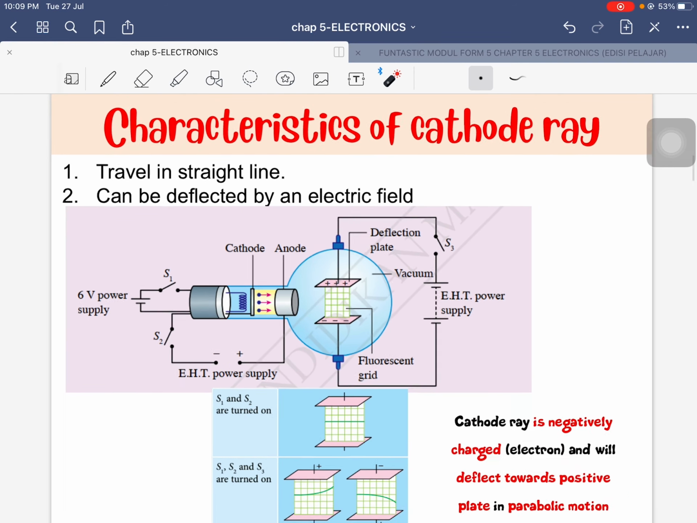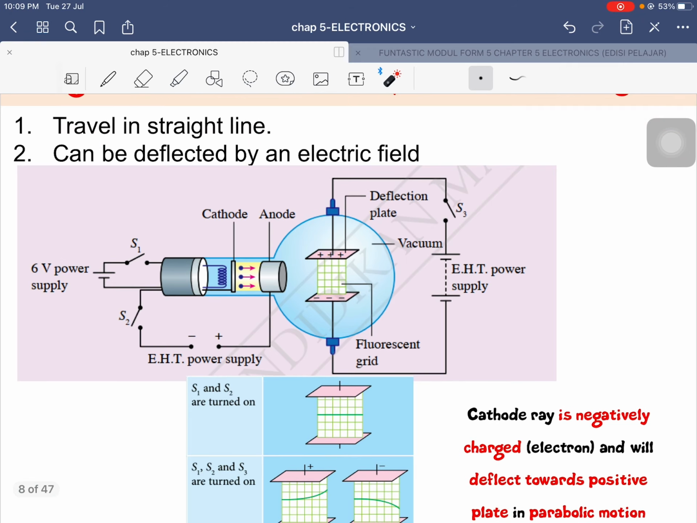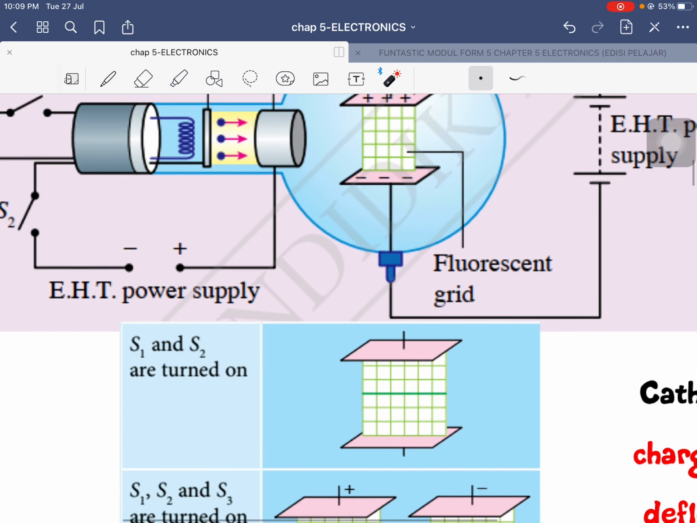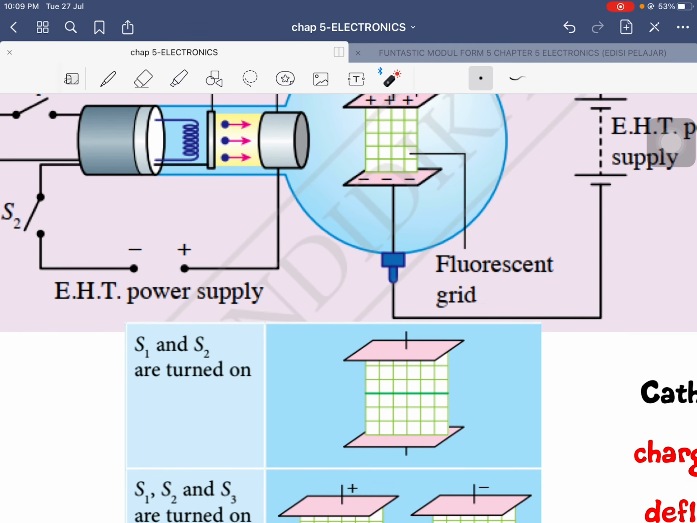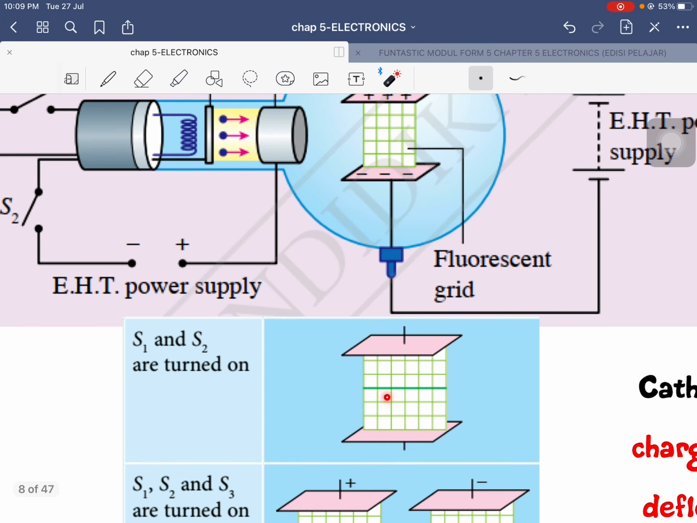In the previous video, we took a look at some of the characteristics of cathode rays. The first one is that cathode rays travel in a straight line. In this diagram, if we switch on the switch, we can see that on the fluorescent grid, it travels in a straight line.